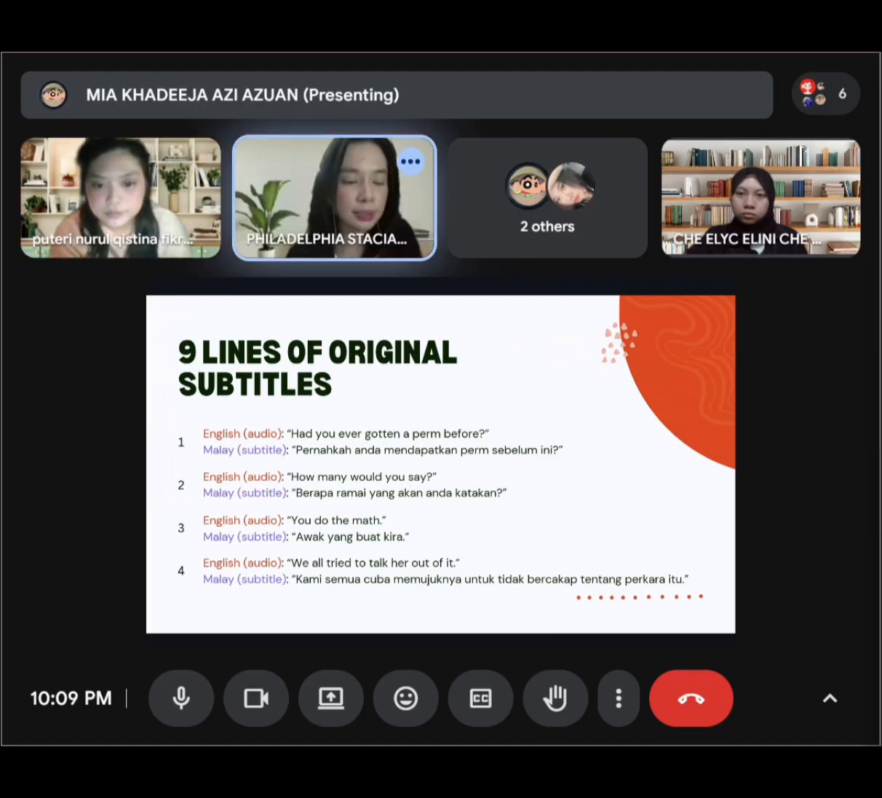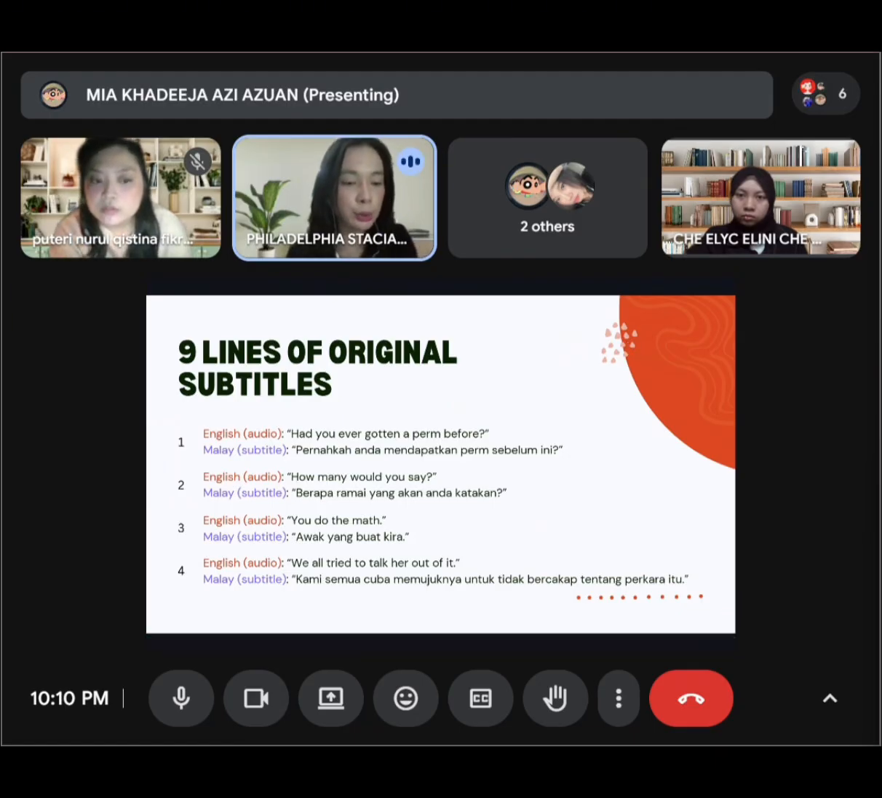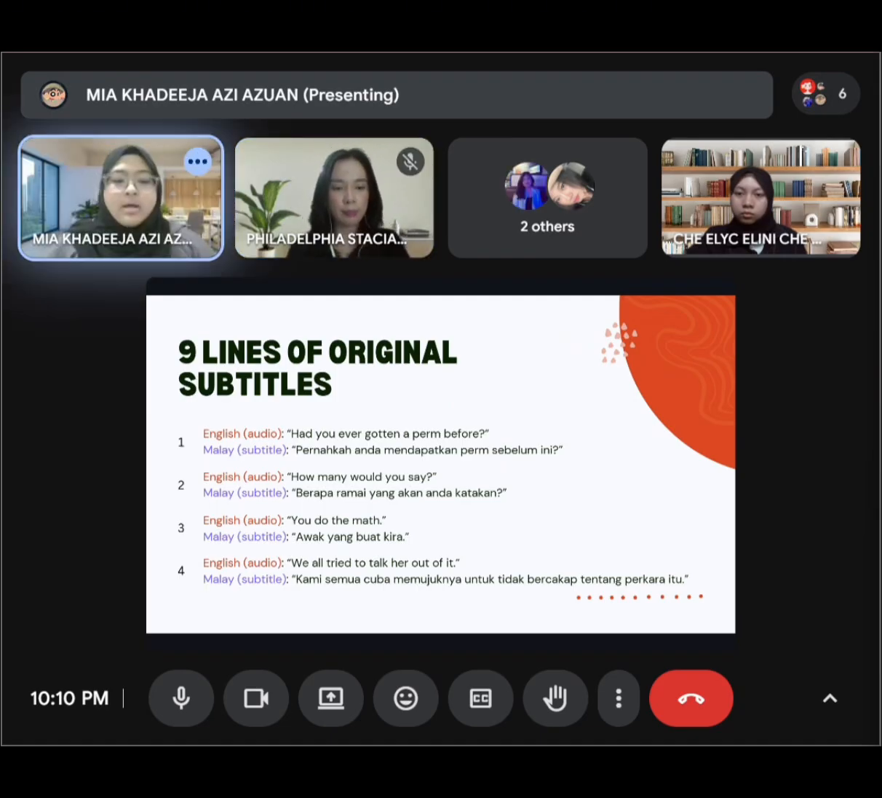For the second line, the English is "How many would you say?" And it was translated into Malay subtitle as "berapa ramai yang akan anda katakan." For the third one, the English audio is "You do the math." And it was translated into Malay subtitle as "awak yang buat kira." Next, the fourth one, the original audio says, "We all tried to talk her out of it." But the Malay subtitle translated to, "Kami semua cuba memujuknya untuk tidak bercakap tentang perkara itu."